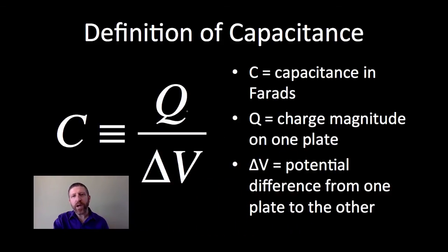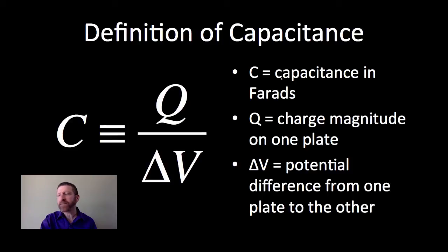For this equation, C is the capacitance in farads, named after Michael Faraday, so it does have a capital F. Q is the charge magnitude on one of the plates, and of course on the other plate will be negative Q. And the delta V is the potential difference from one plate to another. That is the definition of capacitance.